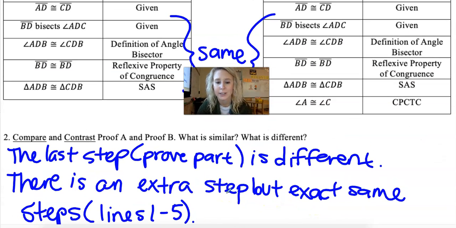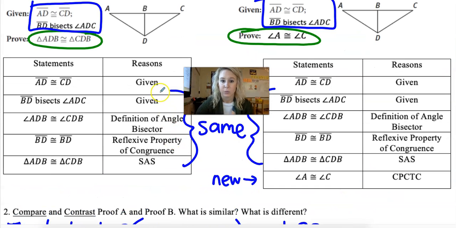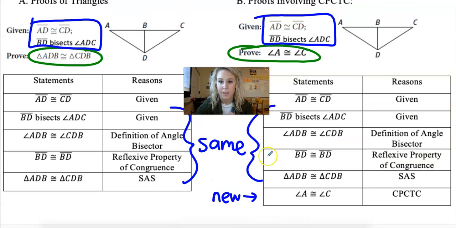For the similarities, they're the exact same proof except the last step. So lines 1, 2, 3, 4, and 5 are the exact same as 1, 2, 3, 4, and 5 over here. Again, you have the same givens, it's the same picture, etc. Okay, so CPCTC is not anything super challenging. It's one extra step in your proof. That's it. The good news is they tell you the last step, so you really don't have to do a ton of thinking. It's just one extra step.